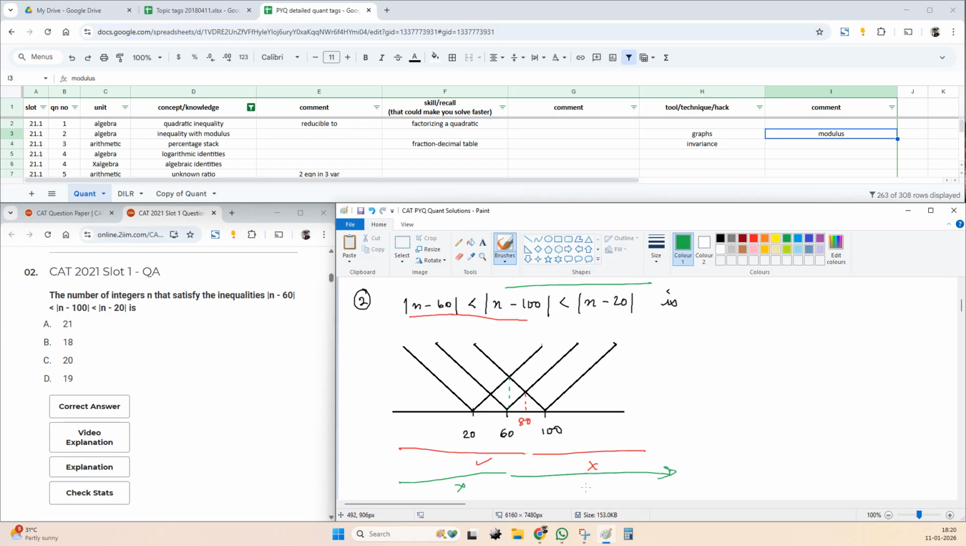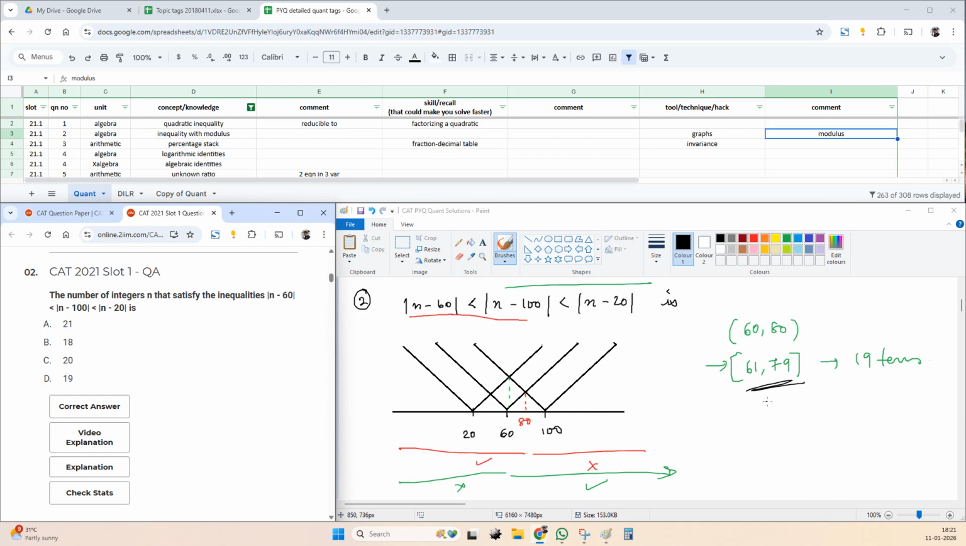This works for us. So to satisfy this inequality and this inequality simultaneously, we are looking for the region between 60 and 80, but not counting the endpoints. Just basically 61 to 79, which is 19 terms. The thing to remember here, a small trap is there in the question. 20 is also given as an option. 20, 18, 21, everything is given, right?